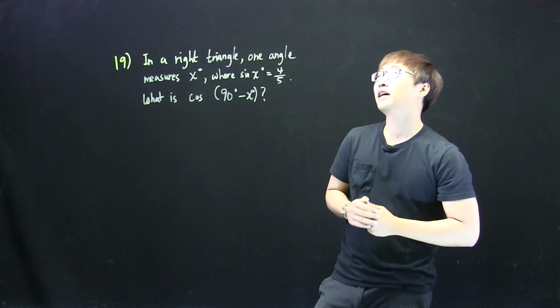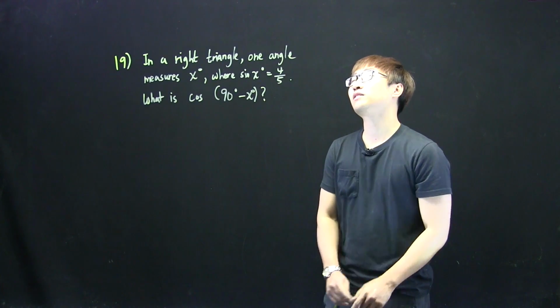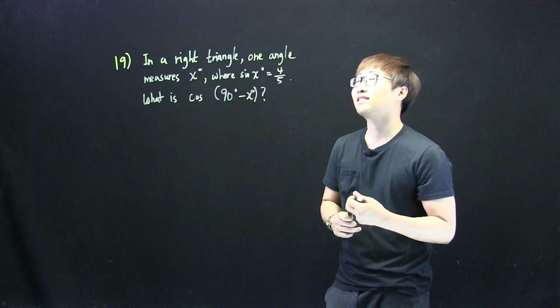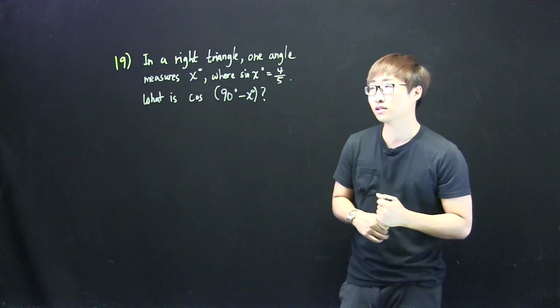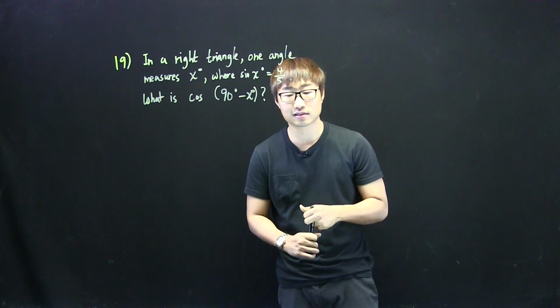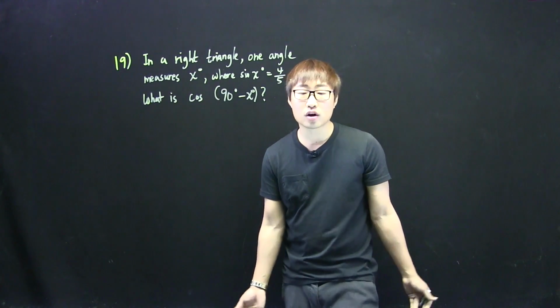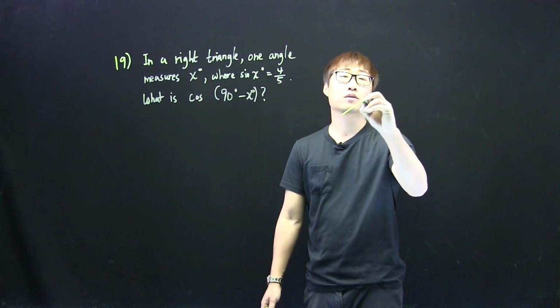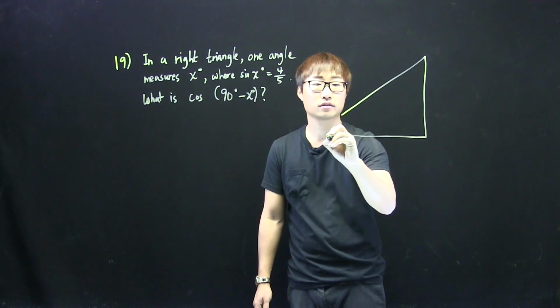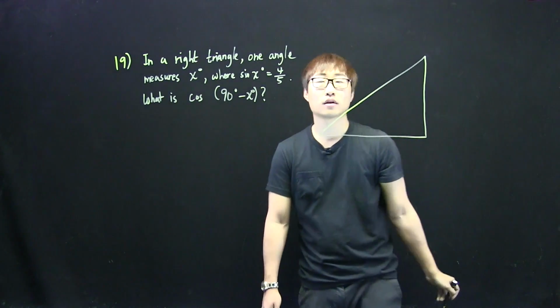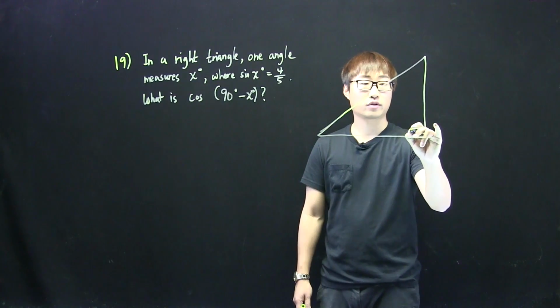Number 19. In a right triangle, one angle measures x degrees, where sine of x is equal to 4 over 5. What is cosine of 90 minus x? So let's go ahead and draw the right triangle. They tell us that it's a right triangle, so let me just draw the right triangle here. All right, and then, right triangle.